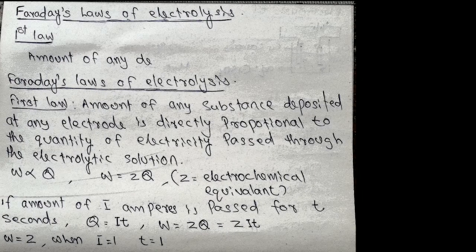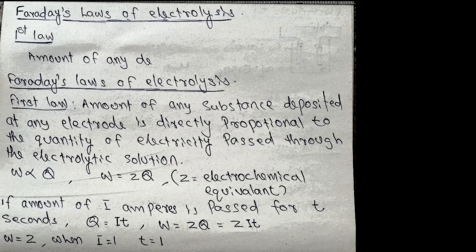Next we have to discuss Faraday's laws of electrolysis. First law. According to the first law, W is directly proportional to Q. W, the amount of substance deposited at the electrode, is directly proportional to the quantity of electricity passed, Q.